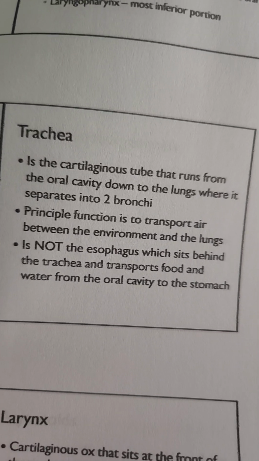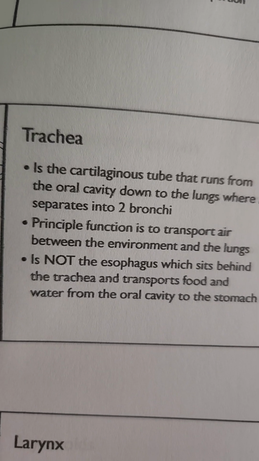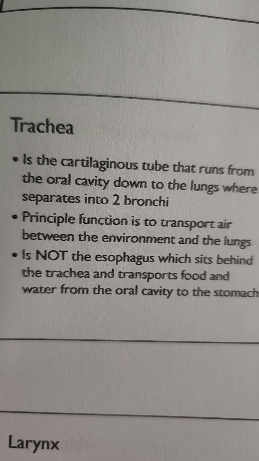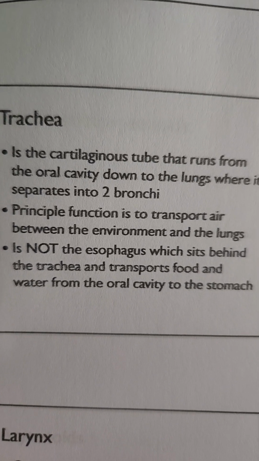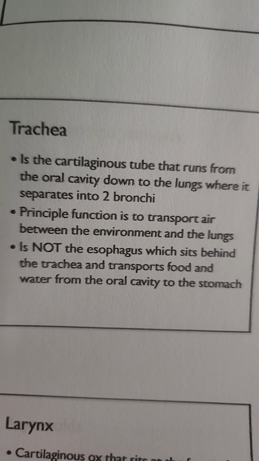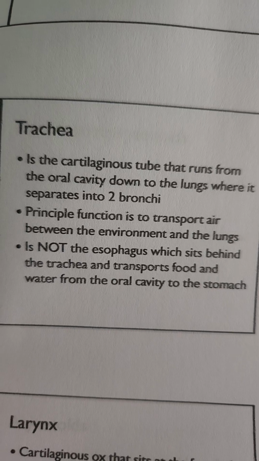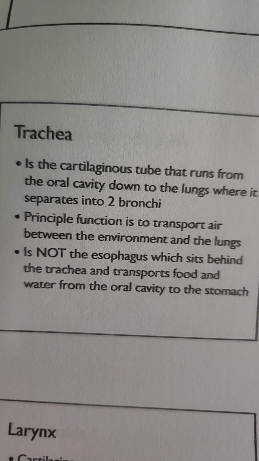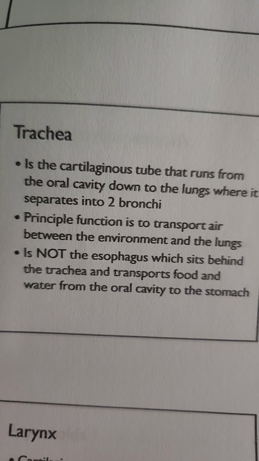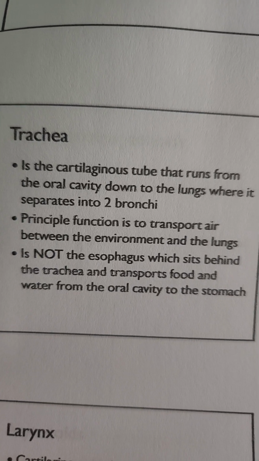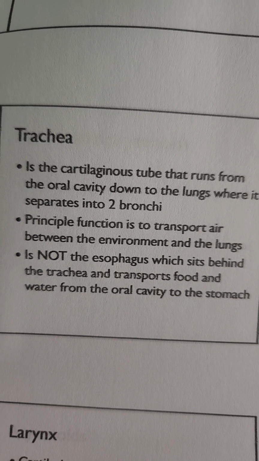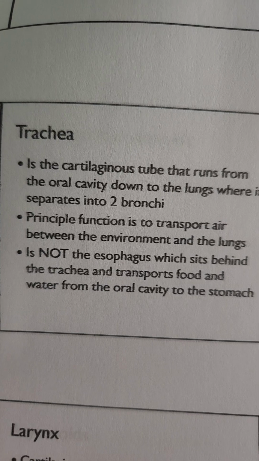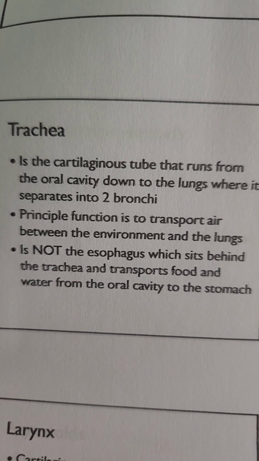Trachea is the cartilaginous tube that runs from the oral cavity down into the lungs where it separates into two bronchi. The principal function is to transport air between the environment and the lungs. It is not the esophagus, which sits behind the trachea and transports food and water from the oral cavity to the stomach.